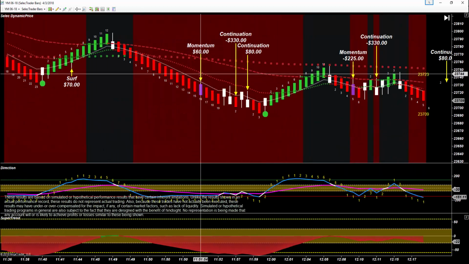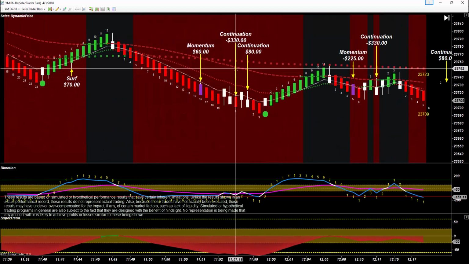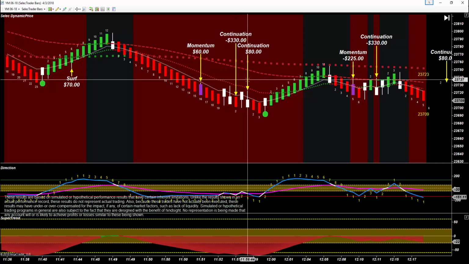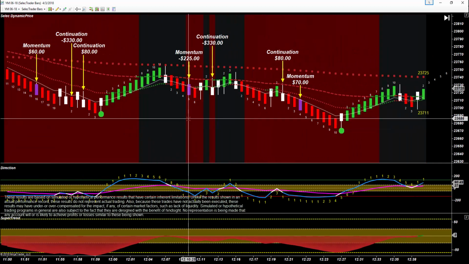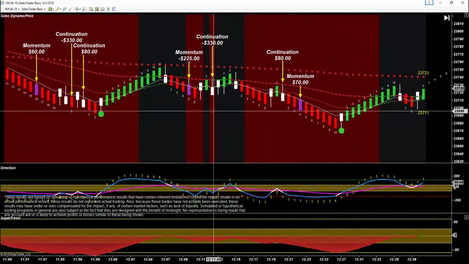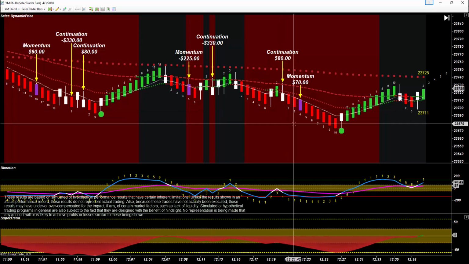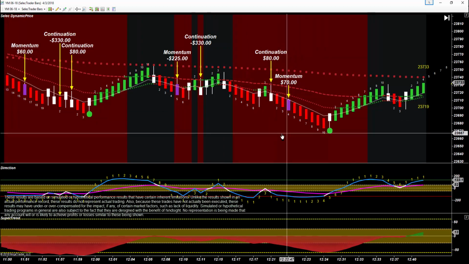Then we have a momentum short that just hits profit target, a continuation that gets fully stopped out, and another continuation short that does hit profit target. We have a momentum that doesn't quite get there. It only goes 5 ticks, followed by another full stop continuation.